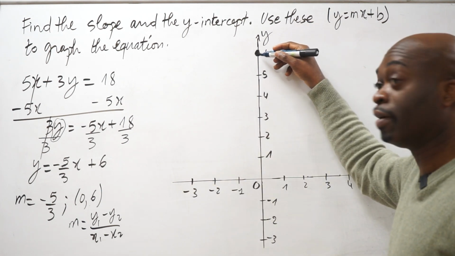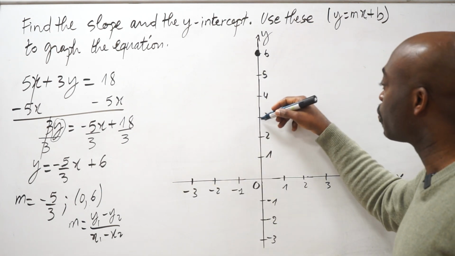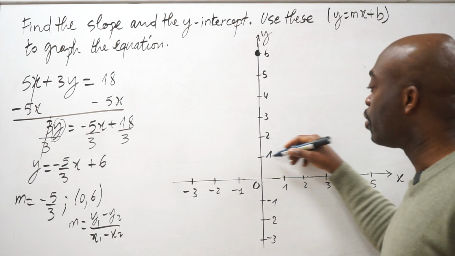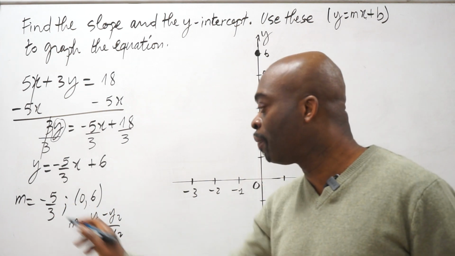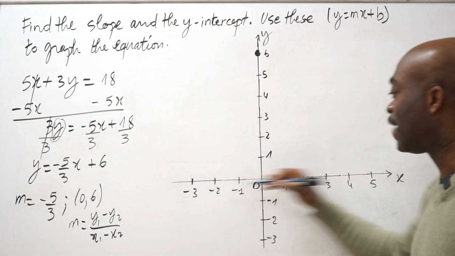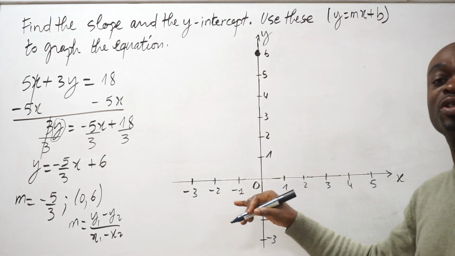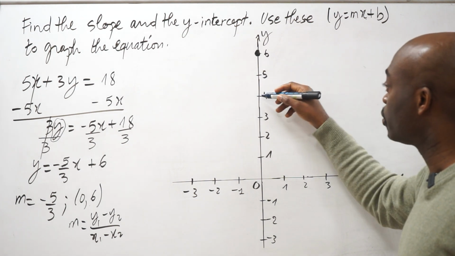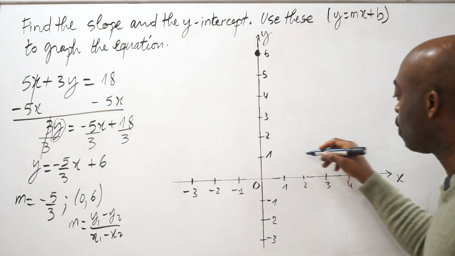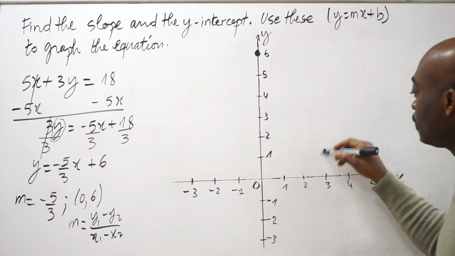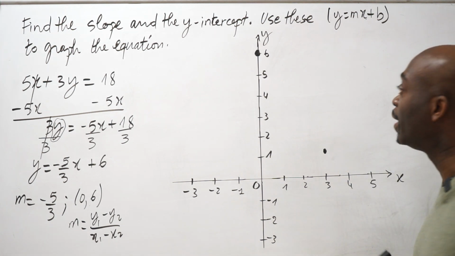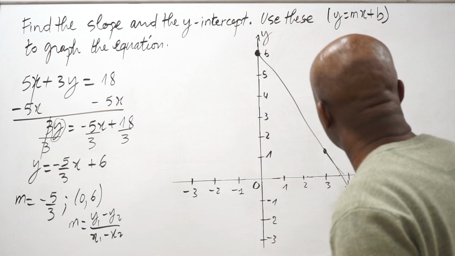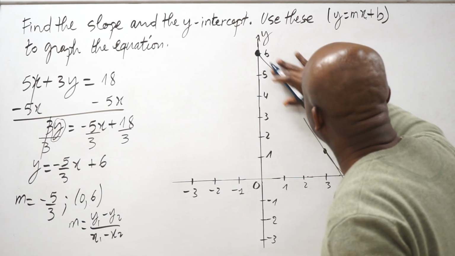So from here, 1, 2, 3, 4, 5. And then we're going to go over to the right side, 3, because the bottom number is an x value. So the x value is on the horizontal line. So we go 1, 2, 3, 4, 5, and 1, 2, 3. That will be our second point. And from our second point, we have our line, ladies and gentlemen.